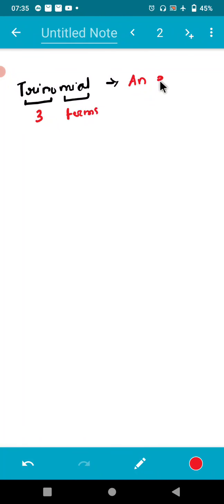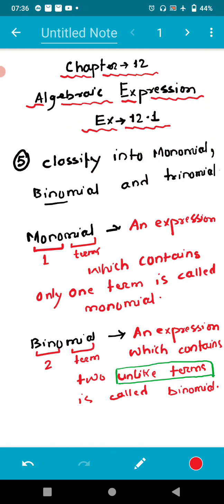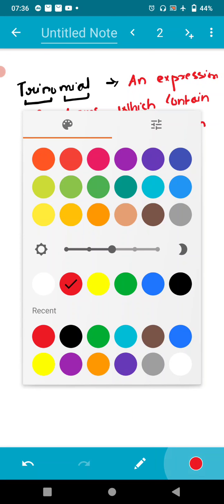So let us write the definition. An expression which contains three terms, three unlike terms, you can say, is called trinomial. Okay, trinomial. So let me give one example of monomial, binomial and trinomial, so it will help you.